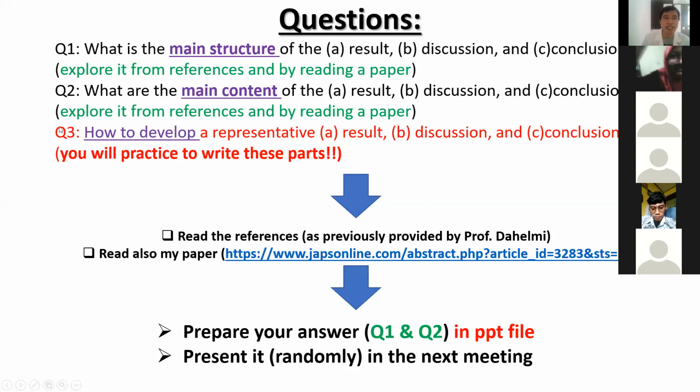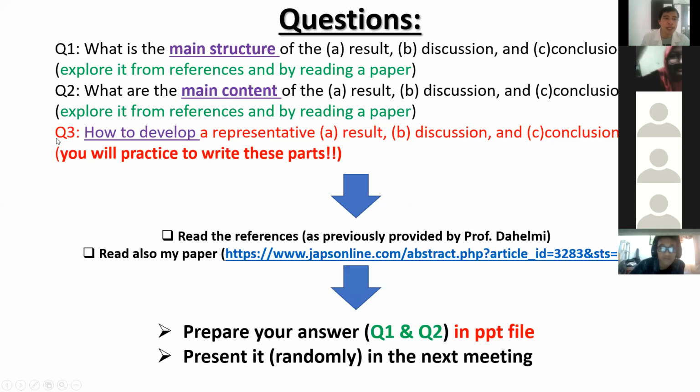In this third question, I will provide the data for you, like data from experiments or observations in the field, like exploring biodiversity. Then you will write explanations about the results based on the data, and then you will discuss it. Eventually you will construct a conclusion based on your result and discussion.